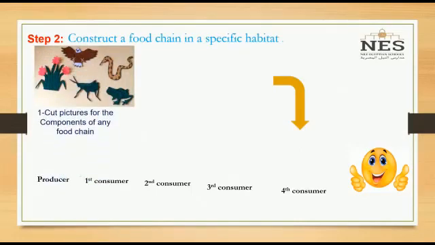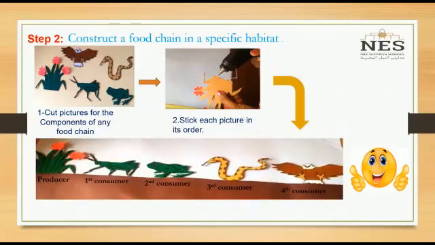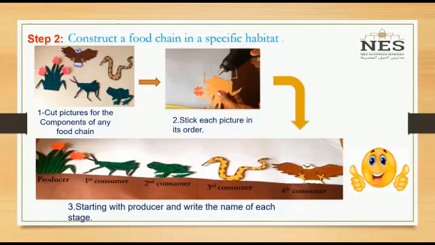Number 1. Cut pictures for the components of any food chain. Number 2. Stick each picture in its order. Number 3. Starting with producer and write the name of each stage. You have to write the producer and first consumer, second consumer, third and fourth consumer.